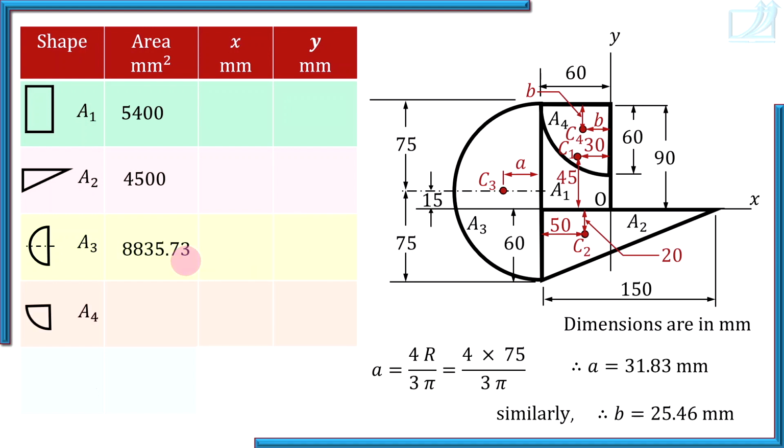And the fourth area is the removed area. Remember, the fourth area is the removed quarter circular area. Don't forget the negative sign. But otherwise, the area you can find out easily. It is 1/4 of a complete circle. So pi r squared divided by 4.